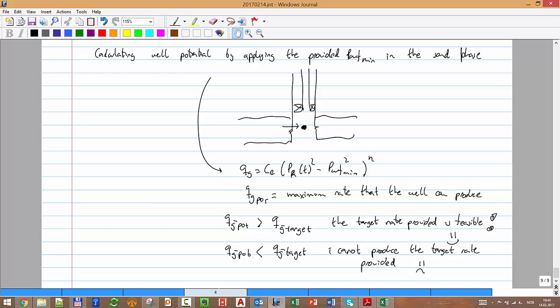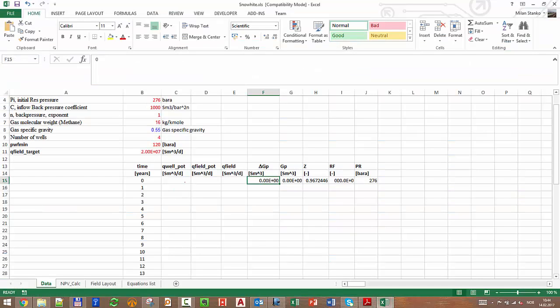Yeah. So usually in the simulator, initially you have a lot of energy, so you can produce, the potential is all the time greater than the target. But with time, there comes a point where it becomes less than the target, and then the simulator changes from operating in constant rate to operating with constant bottom hole pressure. Okay, and we are going to make that example in Excel. So let's calculate that Q well potential.